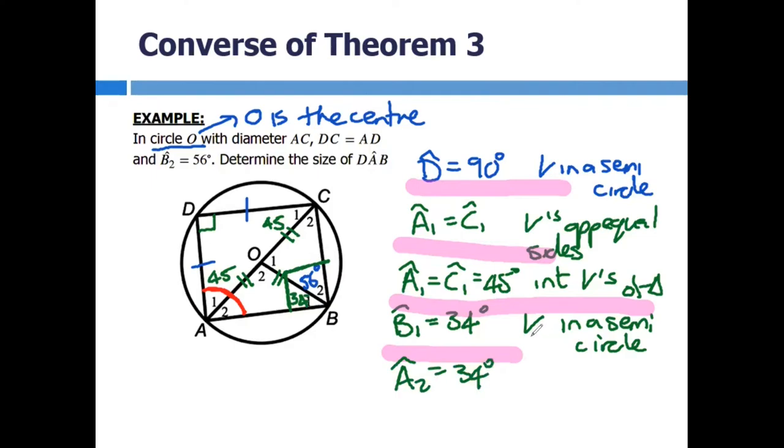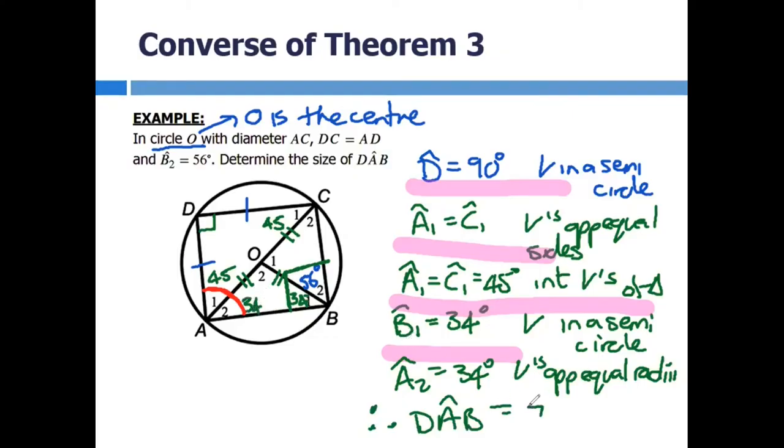And here I can combine two reasons in one. Now I'm going to say angles opposite equal radii. You could actually leave out the word equal as well. And now that we got A2 and A1, therefore DAB is going to be the 45 plus the 34, which is what? 79. Yes, great. Well done, guys. That was amazing teamwork. Brilliant.